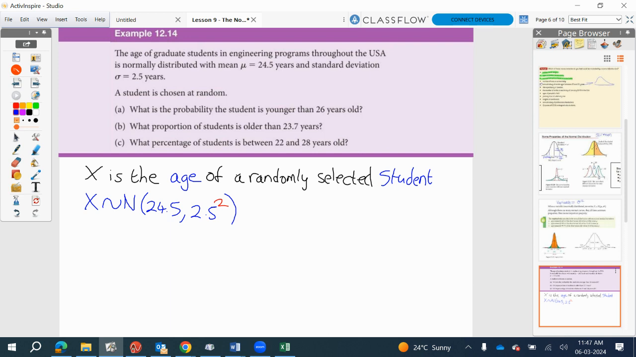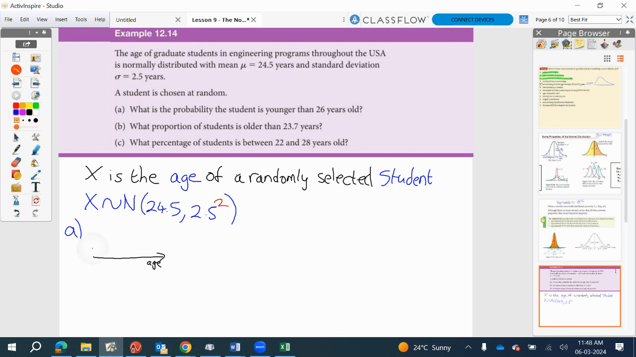So then, for A, we want to calculate the probability that a student is younger than 26 years old. What I would recommend for all questions, even easy ones like these, is to always sketch the normal distribution curve and shade the area you're looking for. This will give you a method point. If we get in the habit of doing this, it will help when we get to harder questions later.